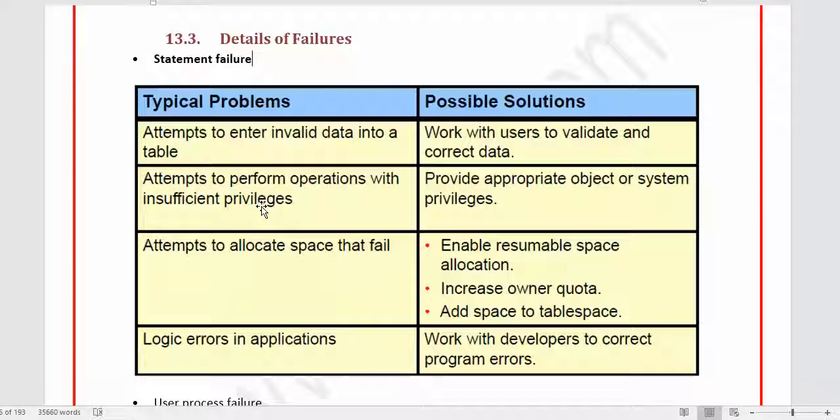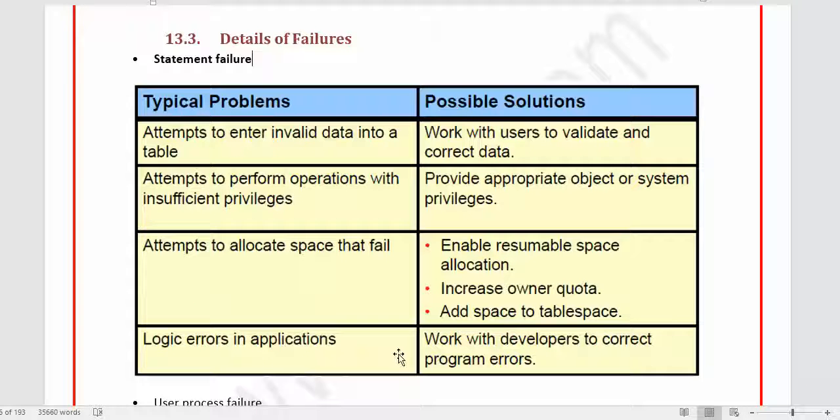And then attempts to allocate space that fail. That means a user is trying to insert some data, but in the tablespace, that is in the data file, there is not enough space available. That is also part of statement failure. Then the DBA will step in, check what the issue is, and add space to the data file if relevant. But in real time, managing the space in the data files is proactive, not reactive. That means well before a user faces an error because of space, the DBA will keep space available in the data file proactively. That is what we do.